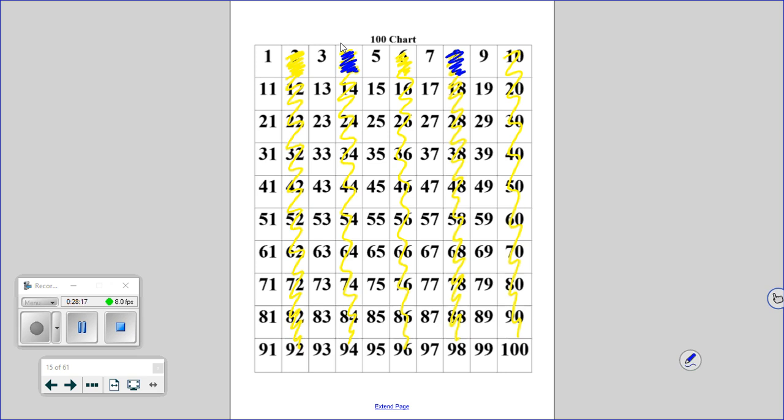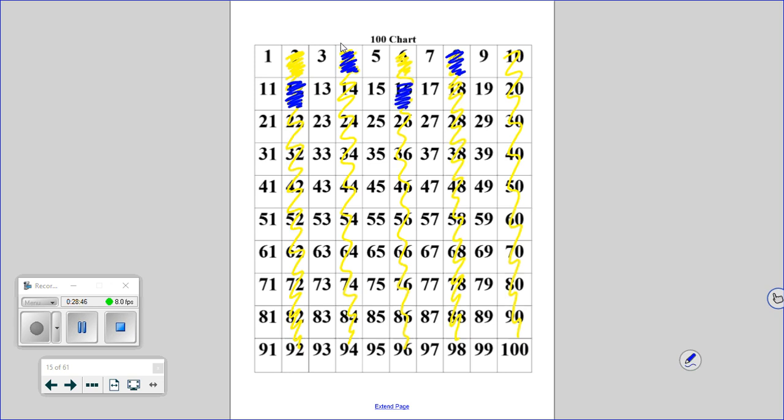4 times 3. 12. You can skip count by 4s, or we can start at 8 and add on one more group. So 8, 9, 10, 11, 12. Color in the 12. Add on another group of 4. What's next? Barrett? 16. Good.